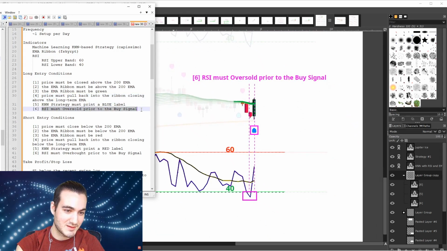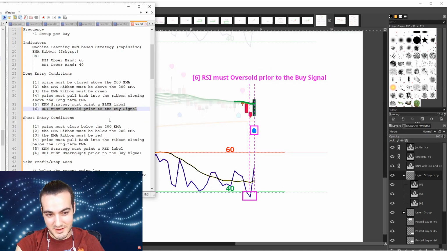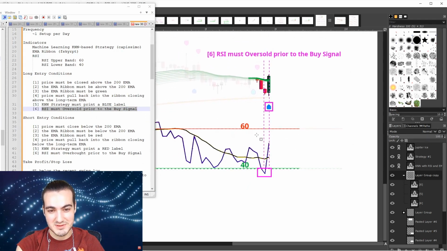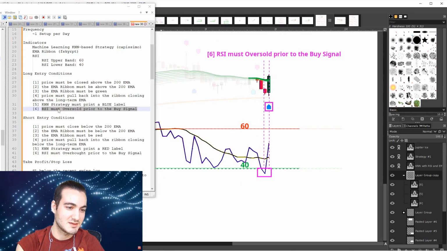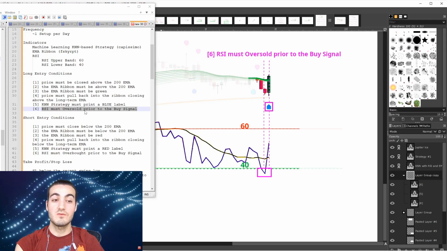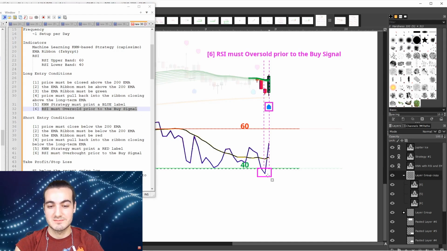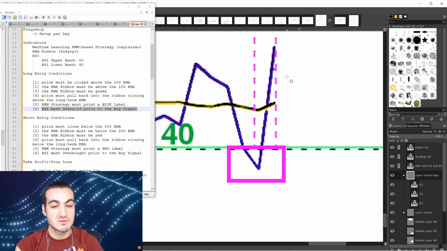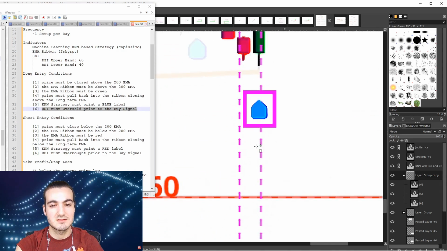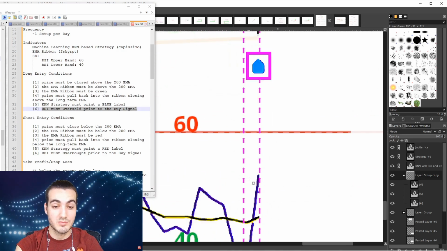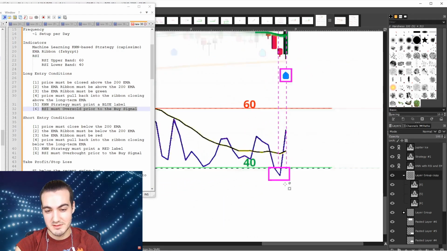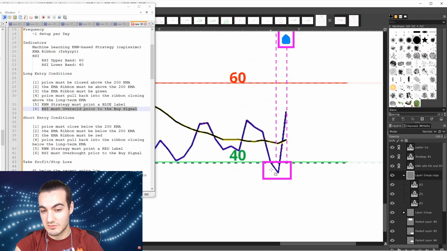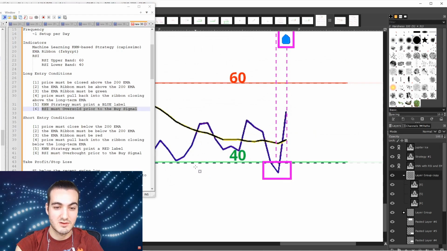And then the final confirmation, and this is just to let us know that we are getting in at a good level, is the RSI must be oversold prior to the buy signal. In this case, it's oversold just prior to the buy signal. You can see it's just one bar behind it. But that doesn't necessarily have to be the case. The oversold level could be somewhere back here.